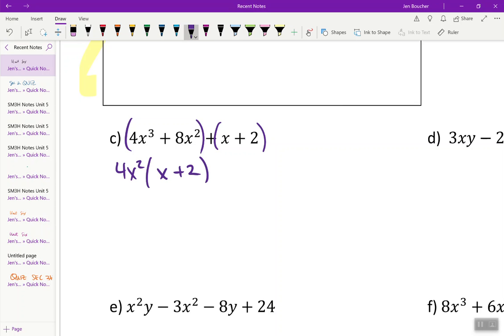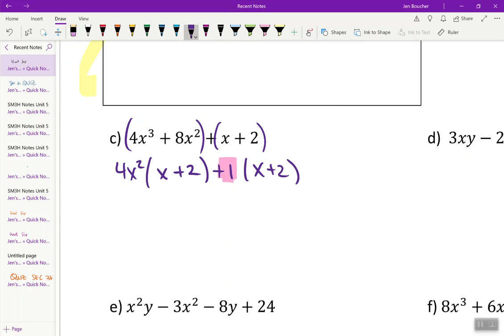Yeah, there's nothing that they have in common, right? So in this case, the greatest common factor is 1. You need to put the 1 there. Let me emphasize. The 1 helps you later on. If you don't put the 1 there, you're more likely to make a mistake later. What are we left with in this one? X plus 2 again. Good.